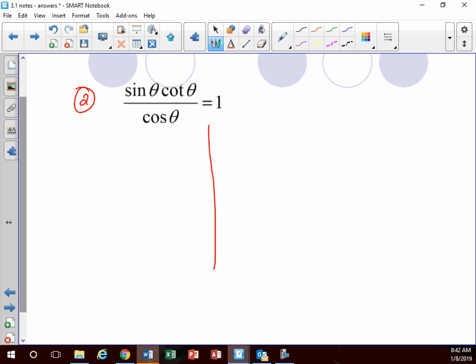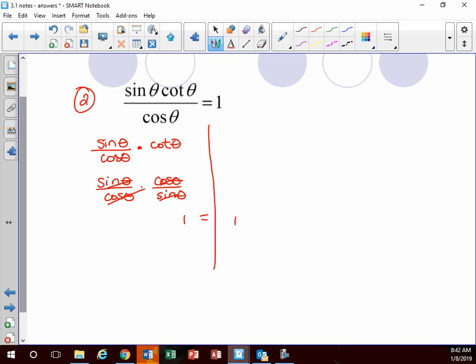So guys, a couple different ways you can do this. I saw some of you split this and say this was sine over cosine times cotangent. Does everybody understand that that is the same as the original step? Okay. And then cotangent is just cosine over sine. That's all going to cancel. Then you have 1 equals 1.